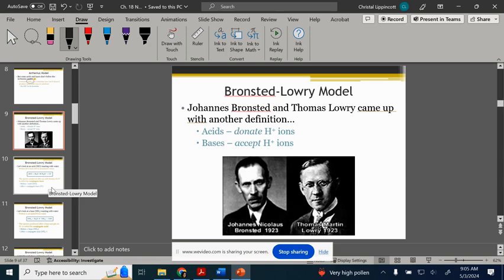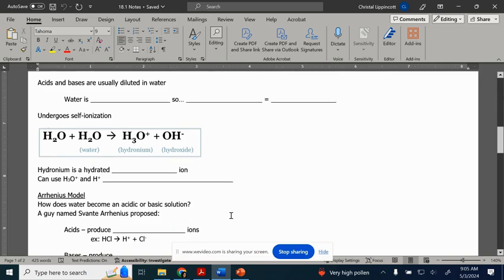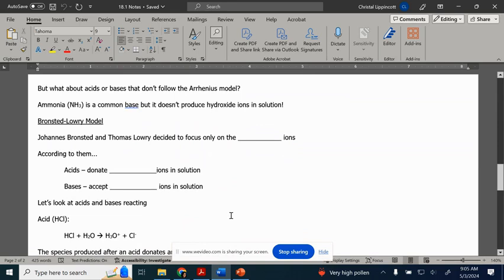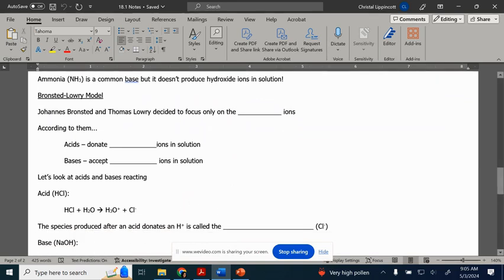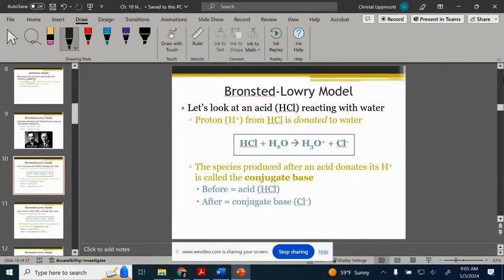So only focus on... On here it says Bronsted and Lowry decided to focus only on the blank compounds. Hydrogen. Okay. No, that's not this. All right, Bronsted Lowry then.